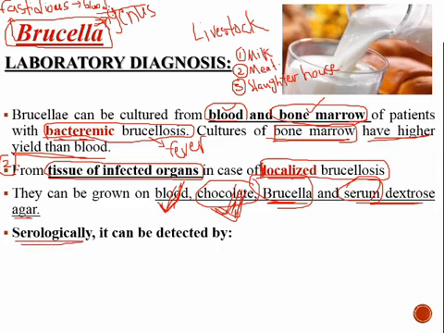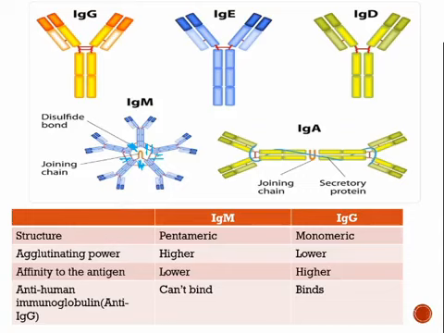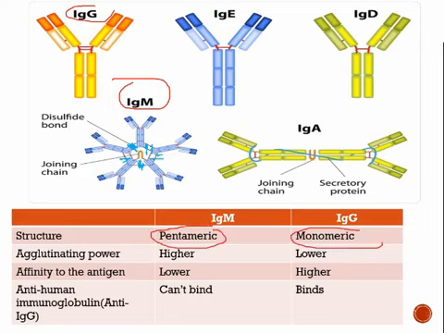Now we move to serological tests. But before that, we need to understand some immunological basis, the shapes of antibodies. You took this in the first term, but just a quick revision. We're going to deal with IgG and IgM. IgG is monomeric, IgM is pentameric.